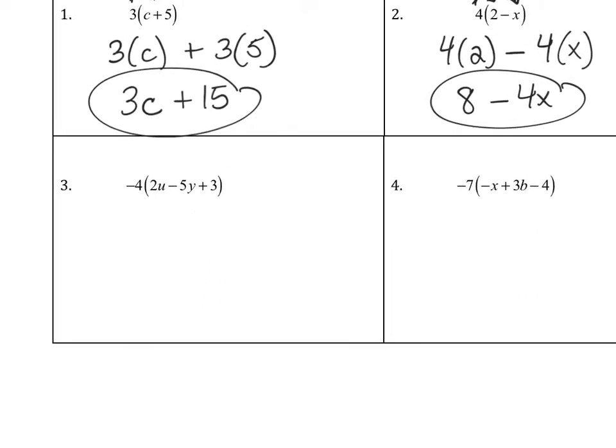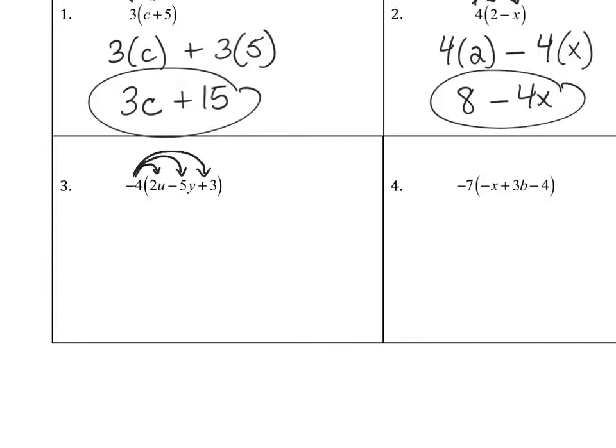Sometimes they will give it to us in sets of 3 different terms. So when you have something like this, remember you're going to take this negative 4 on the outside and you're going to multiply it into all 3 terms. So 1, 2, 3. So I'm going to have 3 sets of multiplication going on.